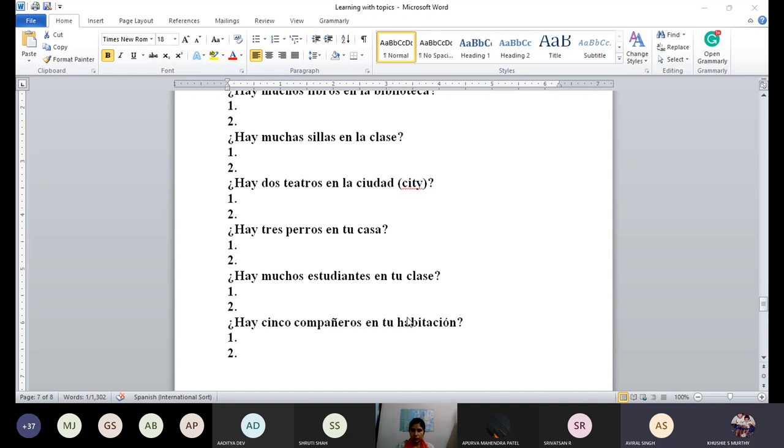Sí, hay cinco compañeros en mi habitación. Vale. If you have to say no, no, no hay cinco compañeros en mi habitación. Vale, muy bien.